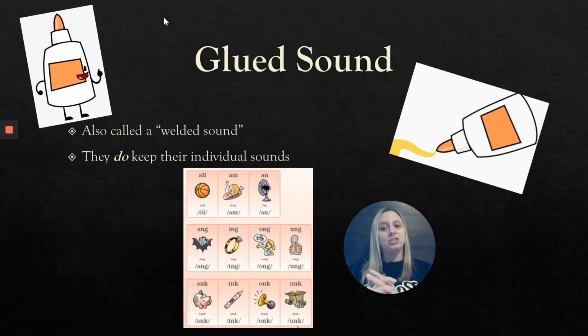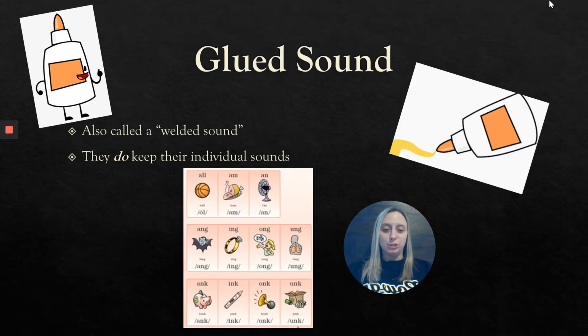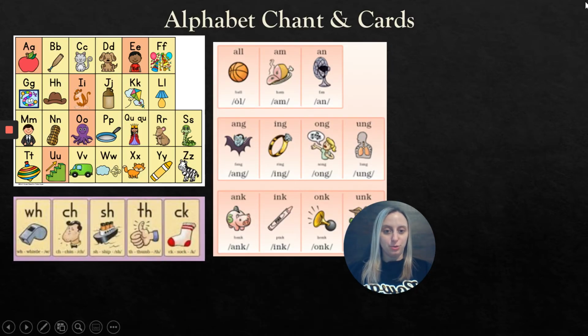In a glued sound, each letter does keep its individual sound, but when we're talking, our voices tend to glue those sounds together very, very tightly. So here are some examples. We're looking at all, am, an, ang, ing, ong, ank, ink, onk. We have been covering these for a very large portion of the year, so a lot of our kids will be familiar with them, but it is always great to review.